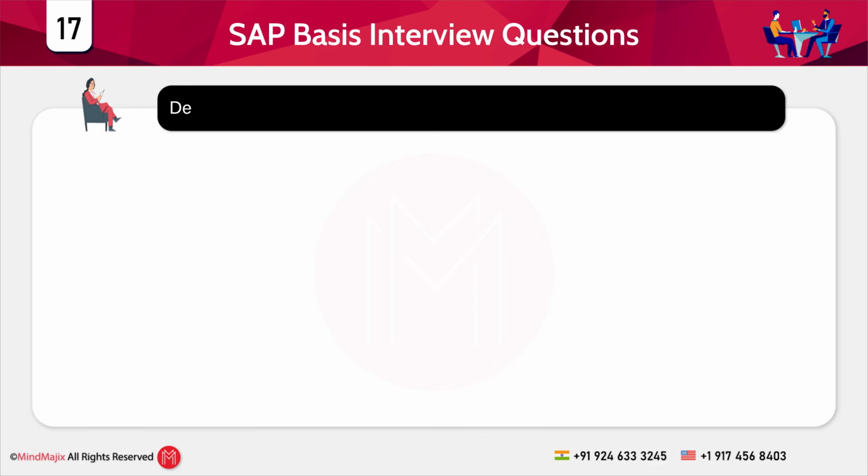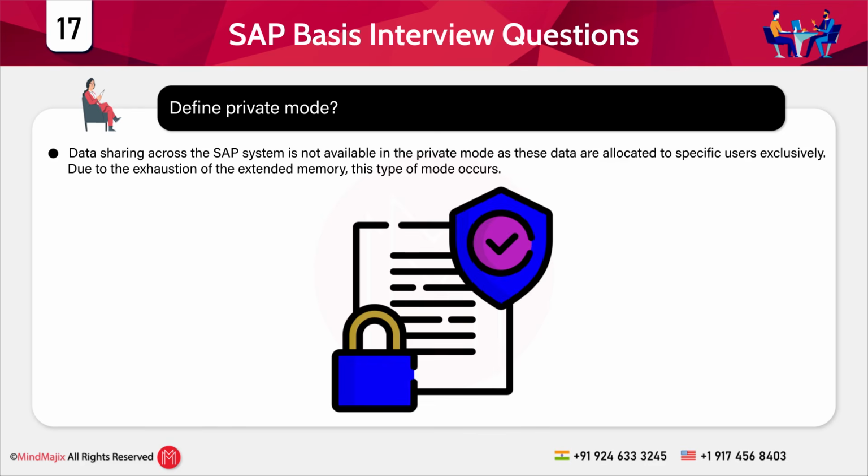The next question is, define private mode in SAP Basis. Data sharing across the SAP system is not available in the private mode, as this data is allocated to specific users exclusively. Due to the exhaustion of the extended memory, this type of mode gets created.